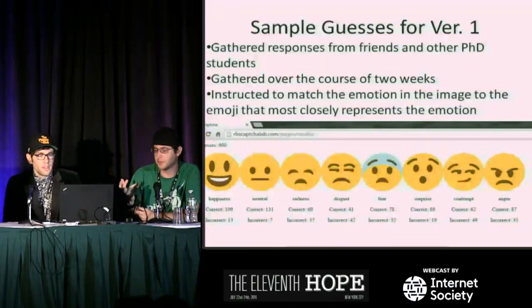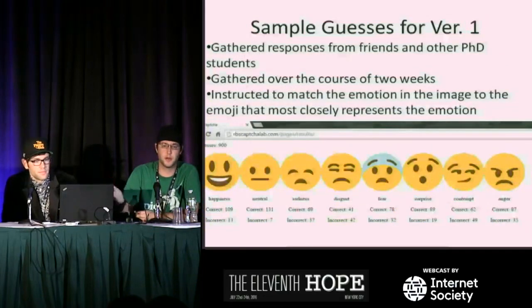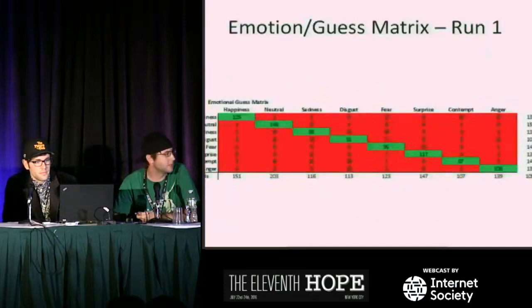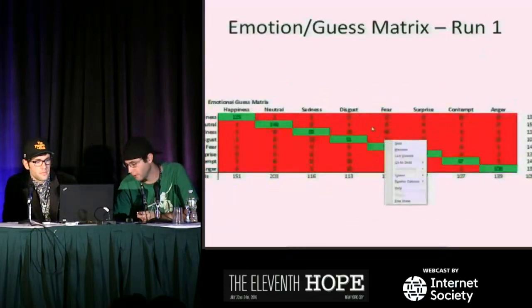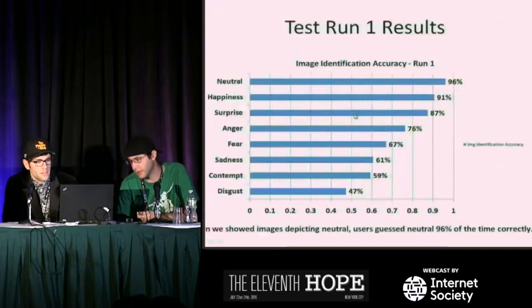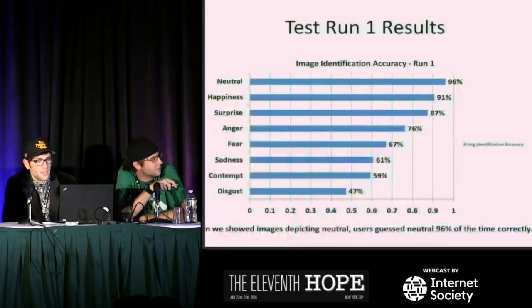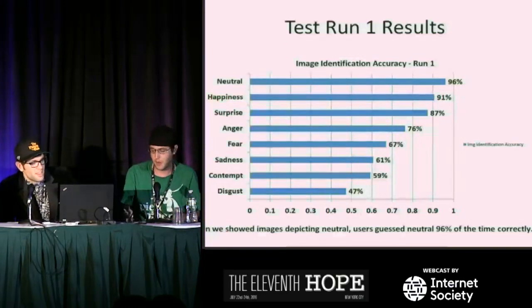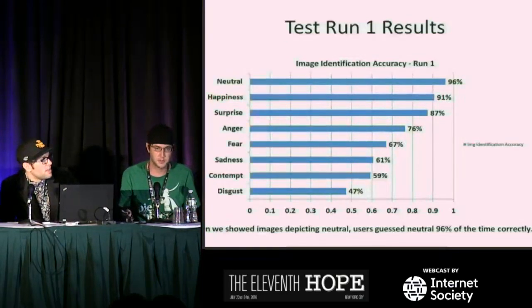So we gathered responses from a bunch of people and just threw it up there, said, try this out. Here's the matrix. You guys can find the slides online later. Basically, here's what comes out of it. When we showed people neutral images, the first time when there were 8 choices, 96% of the time they got it right. When we showed people disgusted images, 47% of the time they got it right. So with disgust, more than half the time, they couldn't even guess what image that was.